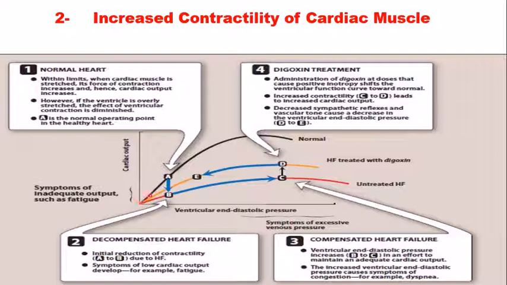Look at this black curve. A is basically a normal heart. A is the normal operating point in the healthy heart. Within the limits, when the cardiac muscle is stretched, what happens? Its force of contraction increases, and hence the cardiac output increases.